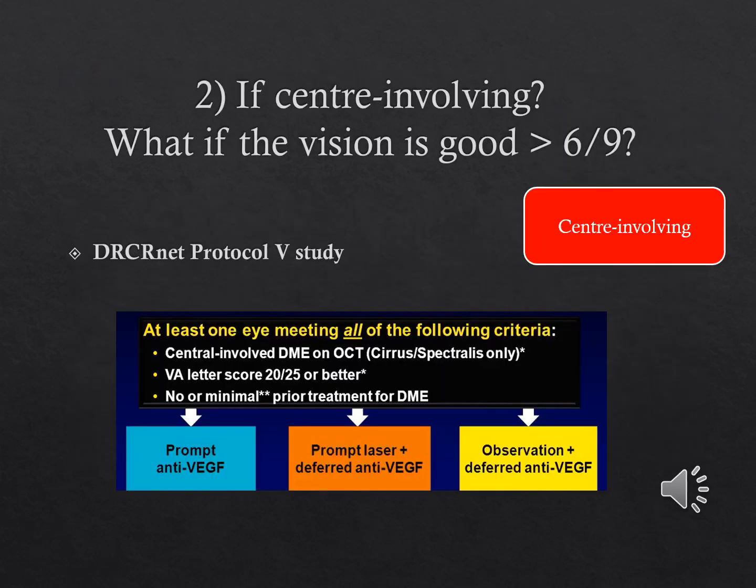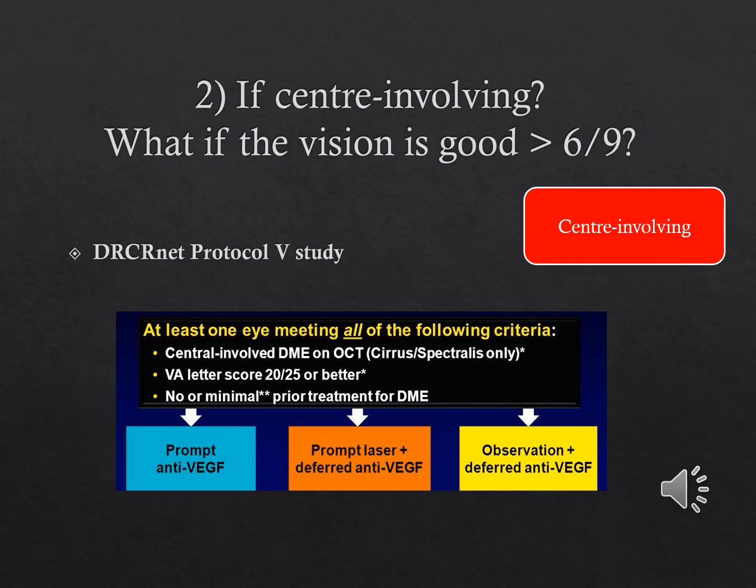It's important to note that we do not always need to treat edema if it is centre-involving. It is important to know what the vision is. If the vision is good, i.e. greater than 6/9, according to the DRCR-NET Protocol V study, we don't always need to treat these eyes.